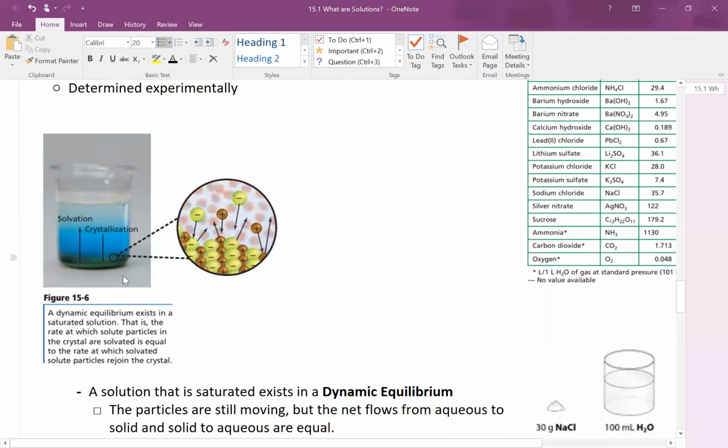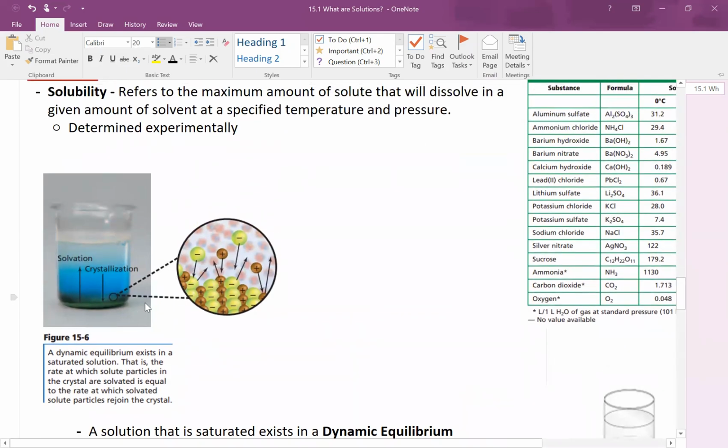When we achieve a saturated solution, we, of course, will have some solid on the bottom of our container, and then we'll have the dissolved solute in the solution above or around that solid.